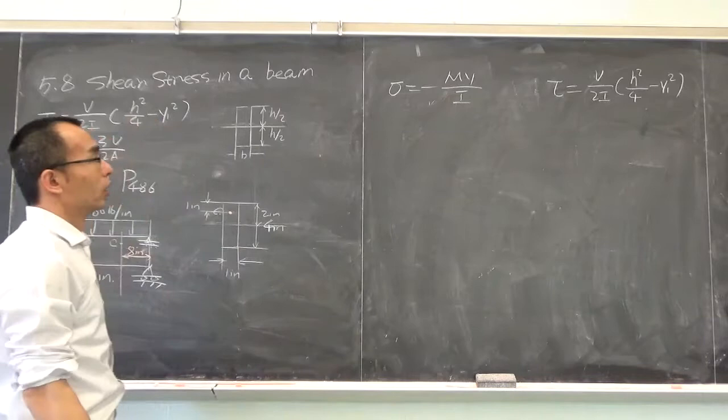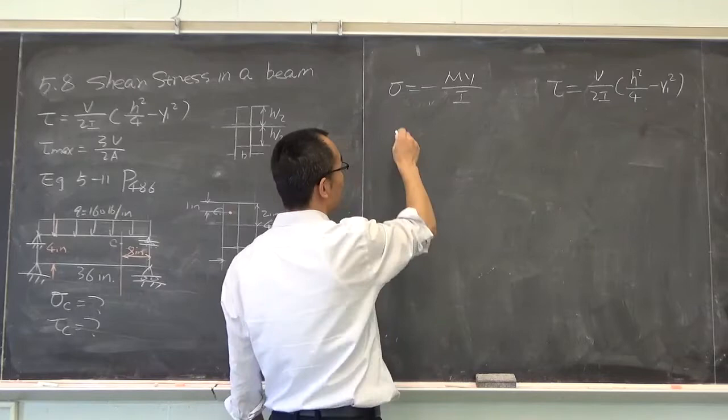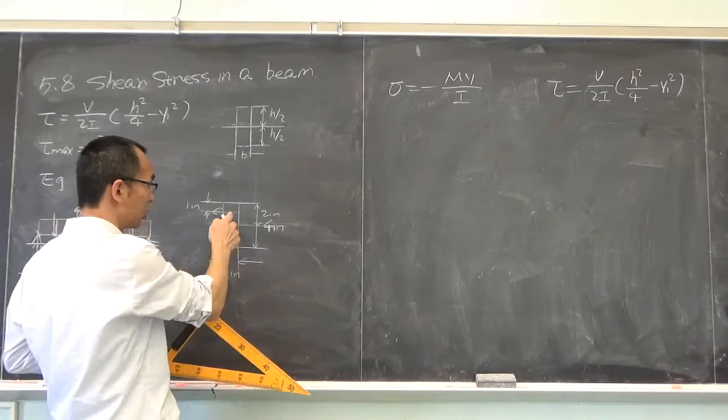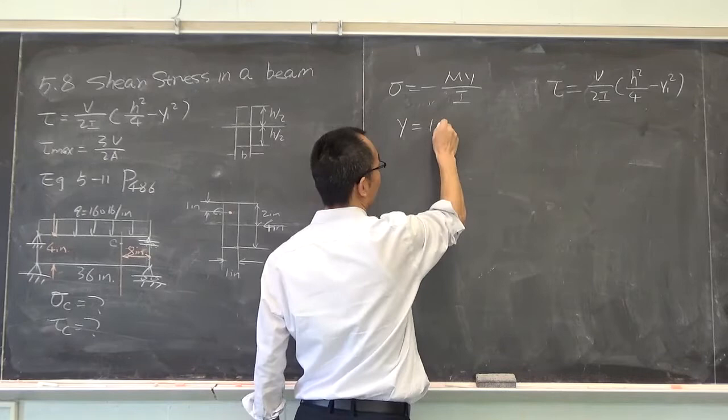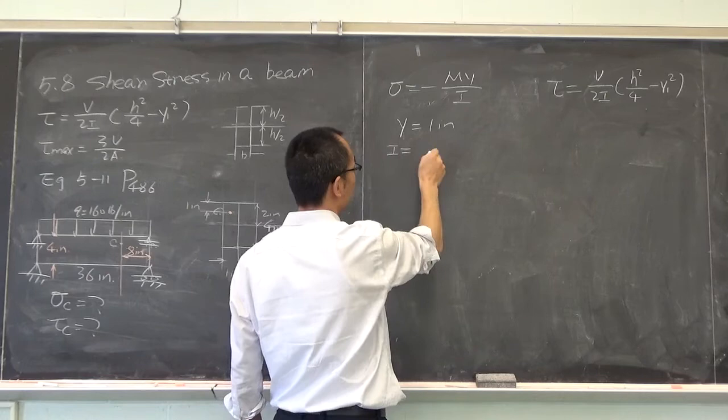So apparently for the normal stress, y means distance to the neutral surface. So this is your neutral surface, right? The half height is 2 inch. Distance to the top is 1 inch. That means distance to the neutral surface will be 1 inch as well, right? So y is 1 inch. Okay, we need to know the moment of inertia, right? So we can calculate it first.